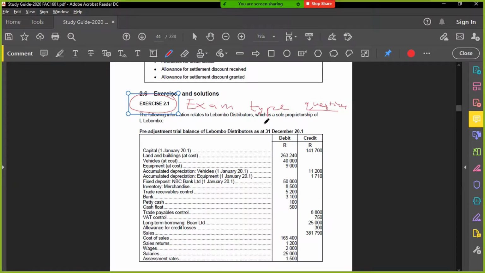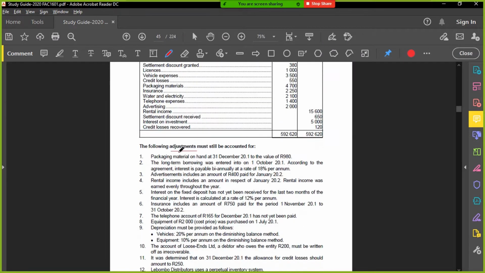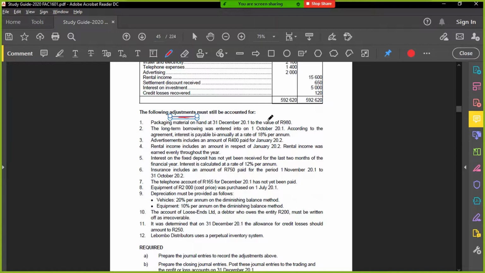Because you're looking at the disclosure and they've given you an adjustment. There's probably, yes, adjustments. There we go. Right, this is a nice 1502 revision question. And we can look at that next week.